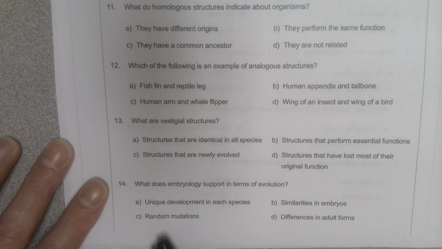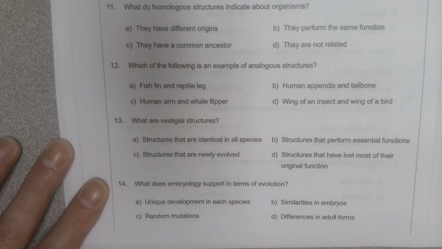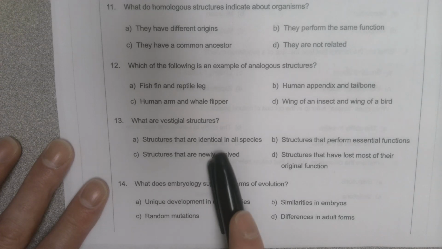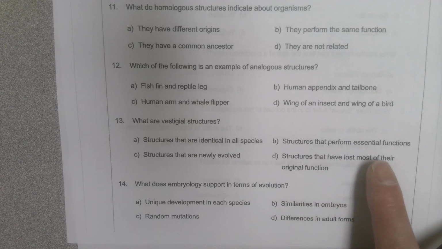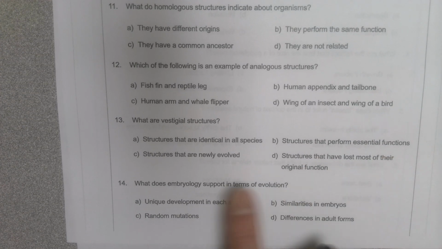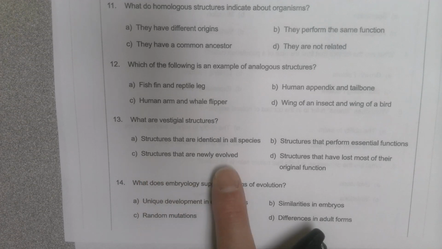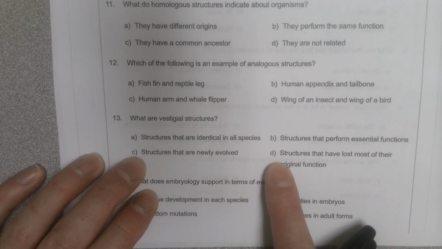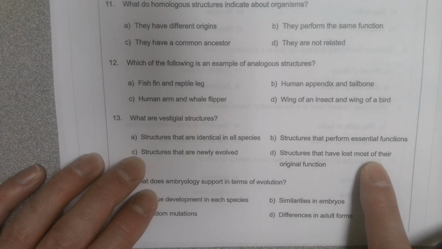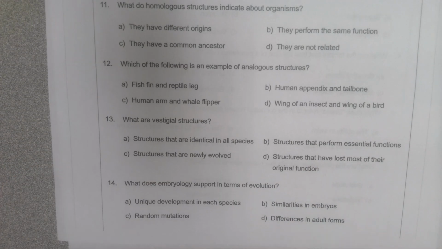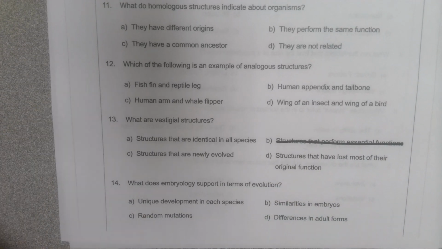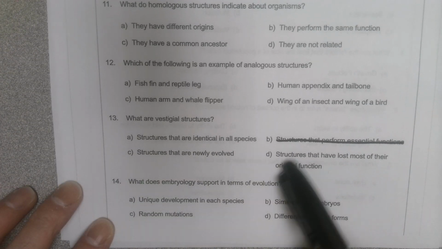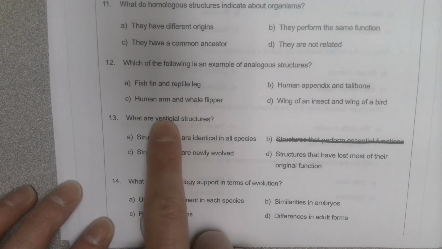Question 13. What are vestigial structures? A. Structures that are identical in all species. B. Structures that perform essential functions. C. Structures that are newly evolved. Or D. Structures that have lost most of their original function. And for question number 13, we know it's not something that performs an official function, so I will eliminate answer B. So it'll be A, C, or D on that one. Pick the best answer. Vestigial.